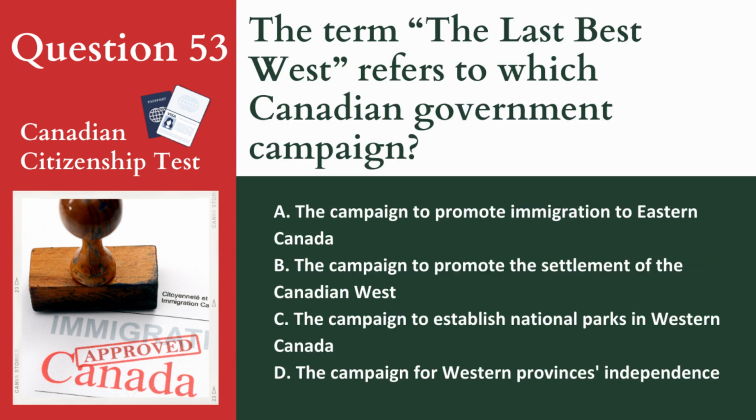Question 53. The term "the Last Best West" refers to which Canadian government campaign? A. The campaign to promote immigration to Eastern Canada. B. The campaign to promote the settlement of the Canadian West. C. The campaign to establish national parks in Western Canada. D. The campaign for Western Provinces' independence. Answer: B. The campaign to promote the settlement of the Canadian West. The Last Best West was a campaign by the Canadian government to populate the Western prairies and offer agricultural opportunities.